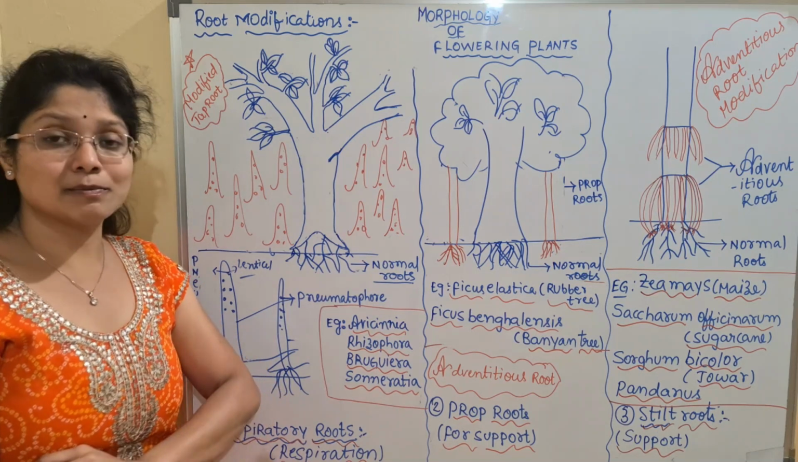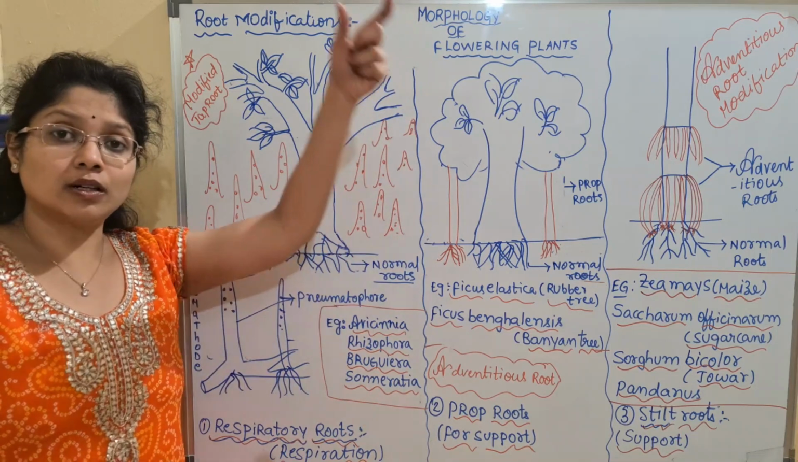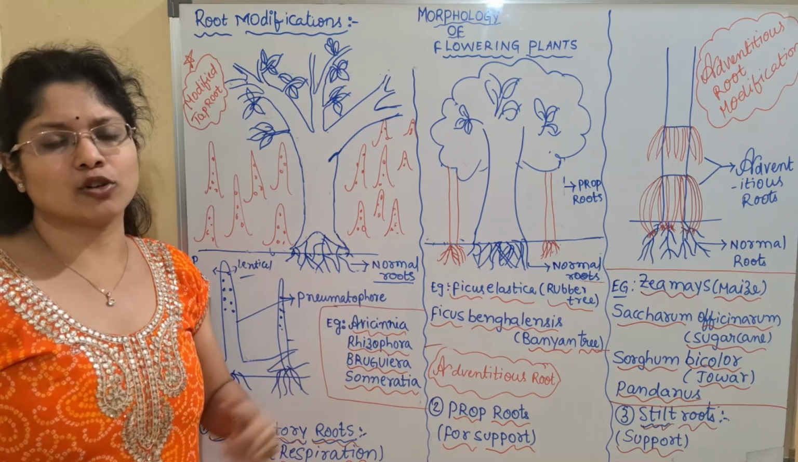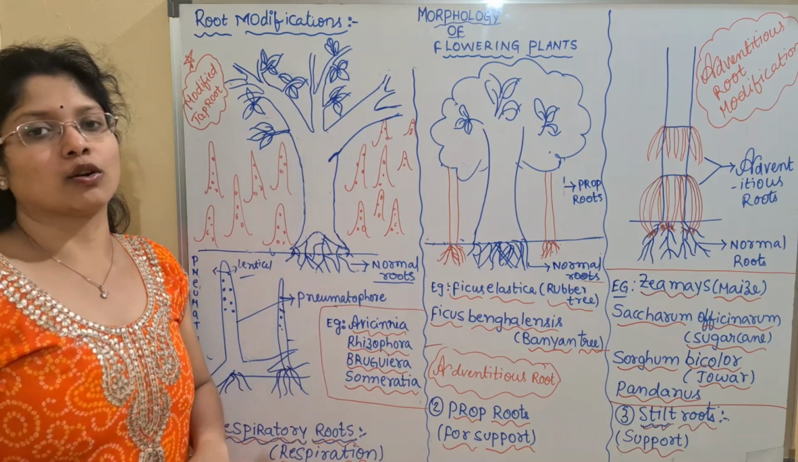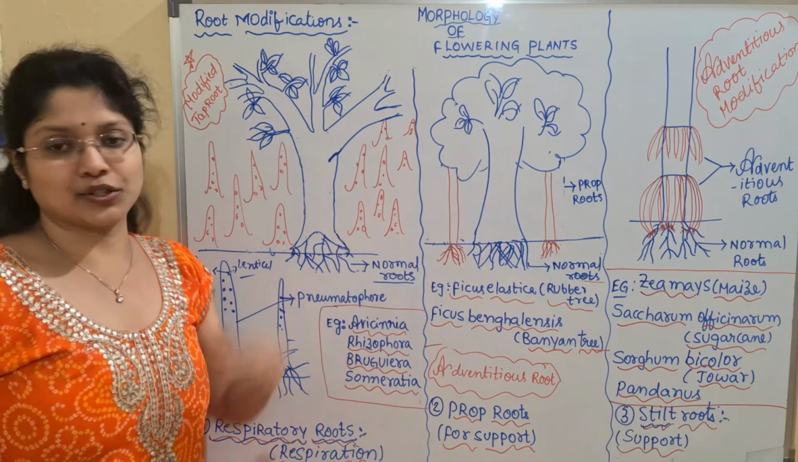Have you ever observed the banyan tree, children? We have numerous roots which are produced from the branches of the tree. In order to support the heavy weight of the branches, they have pillar-like roots, and those roots are known as prop roots. That we will discuss in the next section.